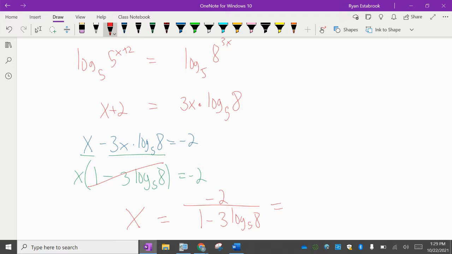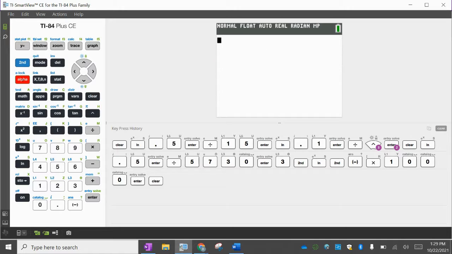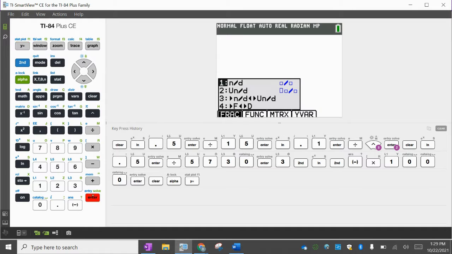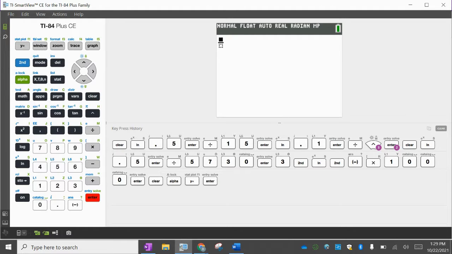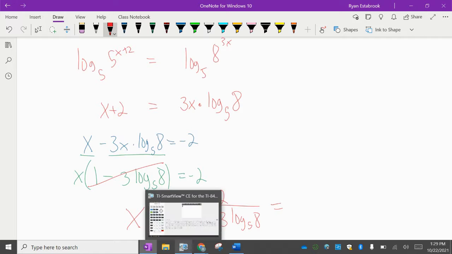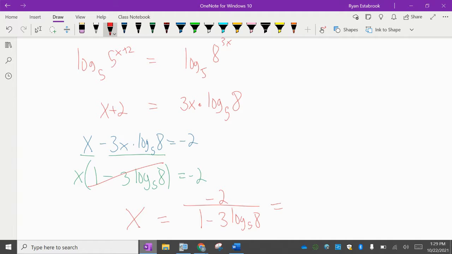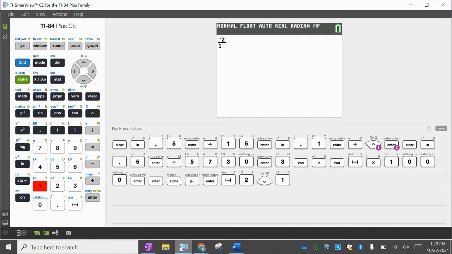But at this point, you would go to your calculator and evaluate that. Now, using your calculator at this point, I would recommend alpha y equals, choose n over d, and now it already looks like a fraction. Some of you had problems putting things into your calculator. By doing this, I have a numerator and a denominator. My numerator is negative 2. My denominator is 1 minus 3 log base 5 of 8.